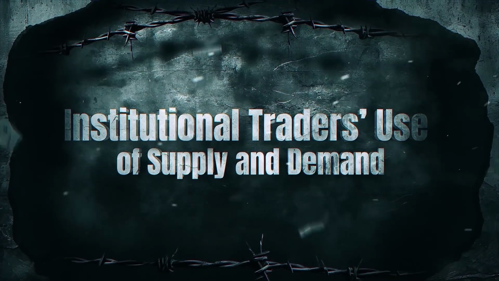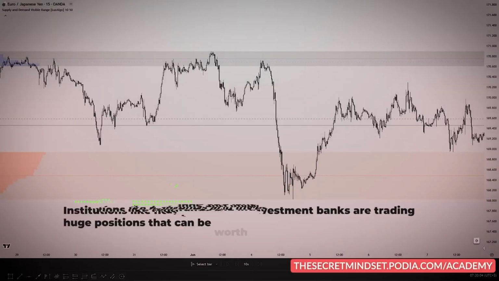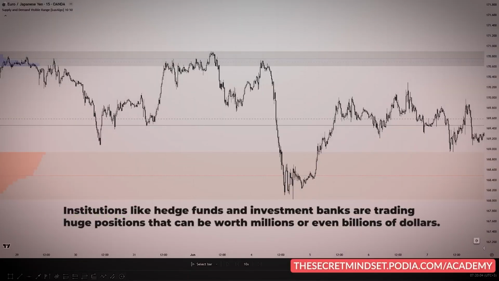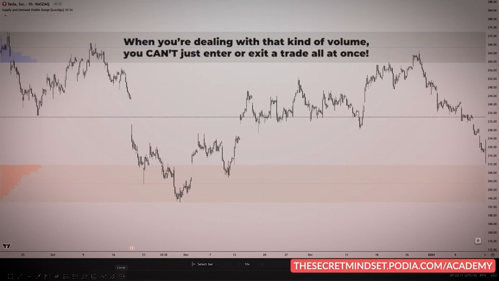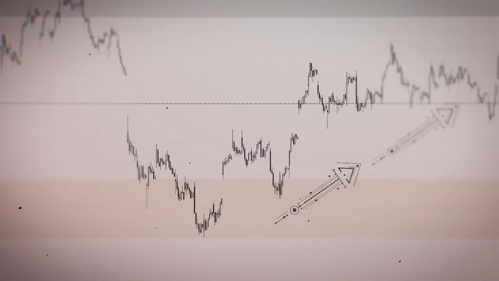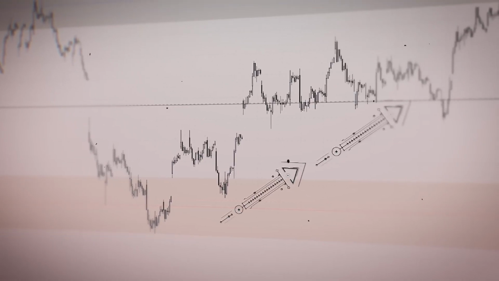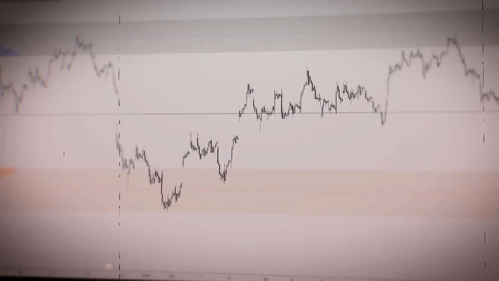So why are institutions so interested in supply and demand zones? It all comes down to the massive size of their orders. Institutions like hedge funds and investment banks are trading huge positions that can be worth millions or even billions of dollars. And when you're dealing with that kind of volume, you can't just enter or exit a trade all at once. Imagine trying to buy $1 billion worth of a stock without moving the price. It's just not possible. There's simply not enough liquidity in the market to absorb an order that large.